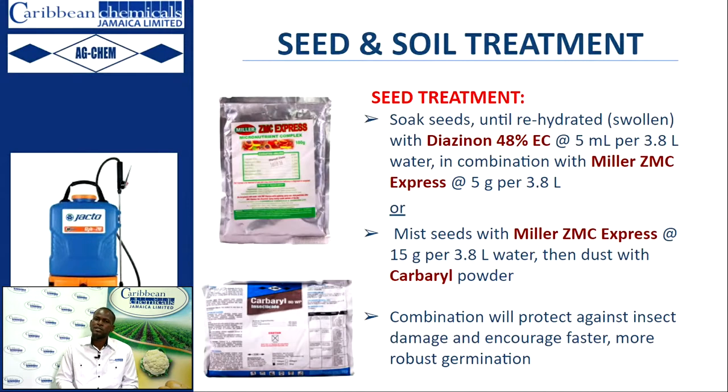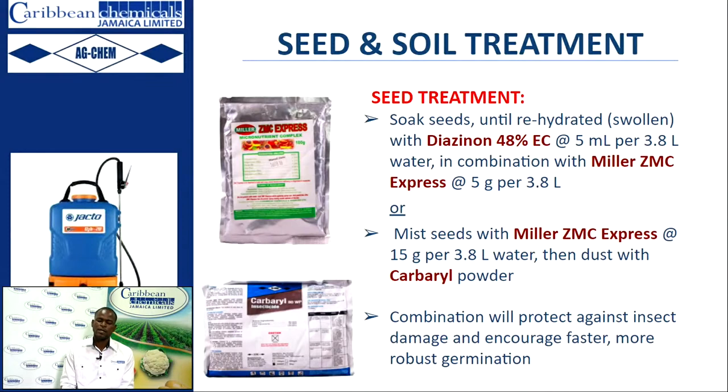What we have at AgChem, we offer the diazinon, which is a contact insecticide that you can soak your seeds in until swollen, with about 1 teaspoon, or 5 mL, per gallon. Along with the diazinon, you want to use your Miller ZMC Express. The ZMC Express will encourage faster germination of your corn seed with the zinc content that allows corn to germinate much faster. With the combination, you're getting control from your soil-borne insects. So if you have issues with ants, grubs, mole crickets, a range of soil-borne insects that would affect your seed when you're planting, this treatment will prevent that.